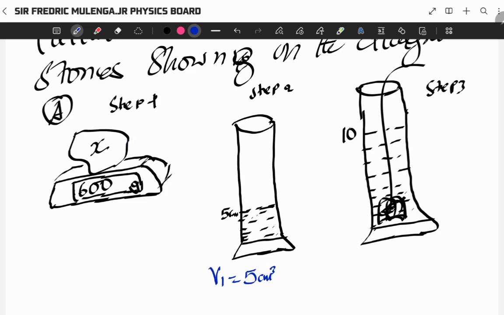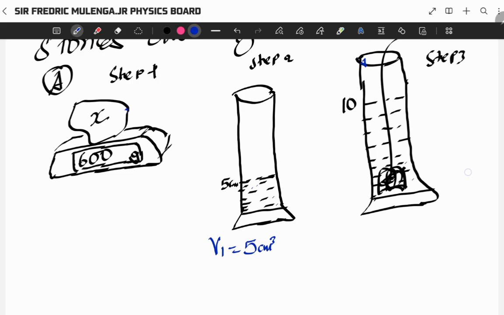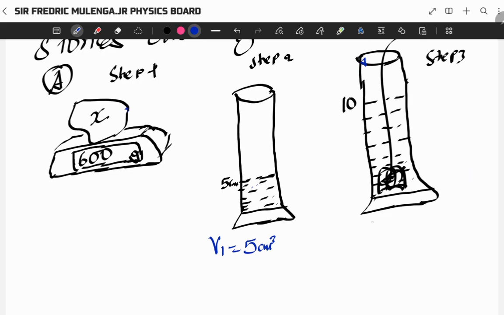Then you get the stone and tie it to a thin string. That's a caution, because if you use a large string, it will increase the displacement of water, so it will distort the experiment. So you tie it and gently lower it in the cylinder. You observe that the water will rise going up. That water together with the stone, you record it as what? As volume 2. And according to the diagram, we have 10 centimeter cubic.